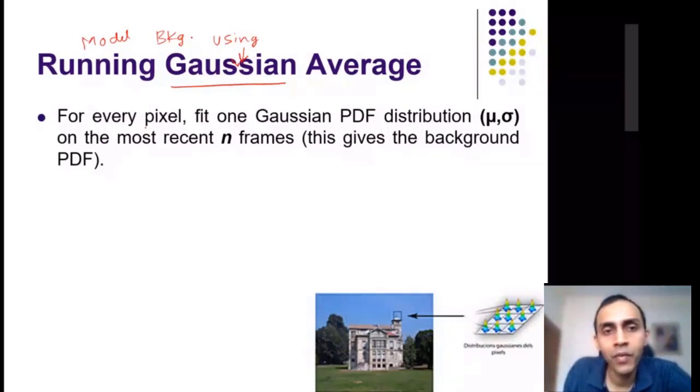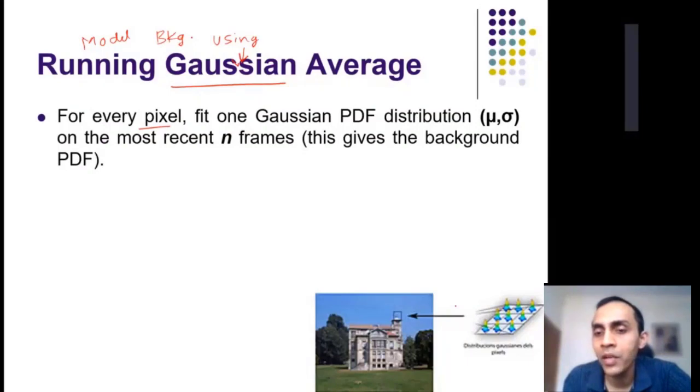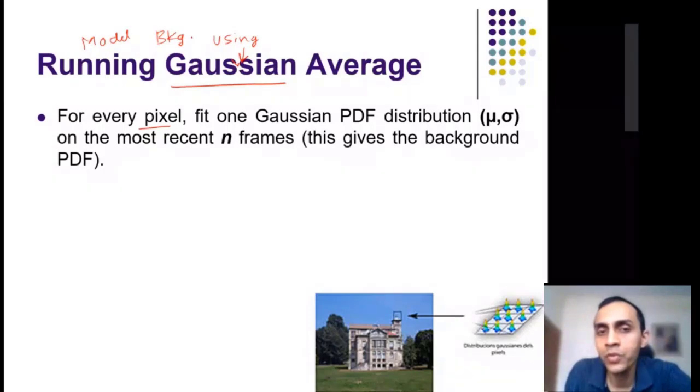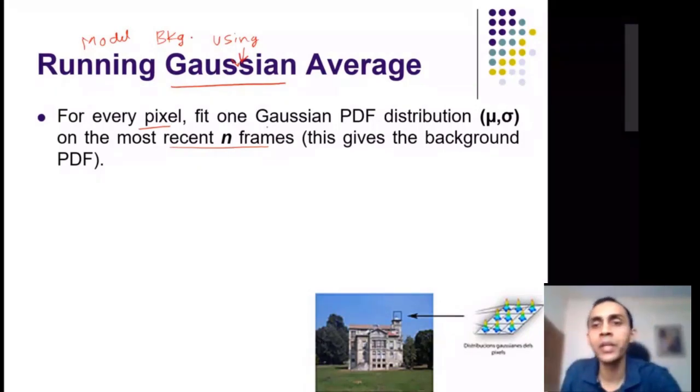The idea is simple. For every pixel location in this image, for example, you try to model the intensities of that pixel over time as a normal distribution, or a Gaussian distribution. Using the past n frames, you take the intensity values that have been observed for that pixel and use those observations to fit a Gaussian PDF. Fitting a Gaussian PDF basically means just finding its mean and variance, because a Gaussian normal distribution can be characterized by just these two parameters, its mean and variance.